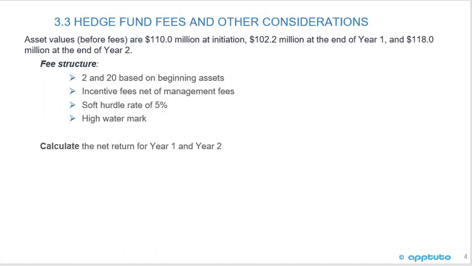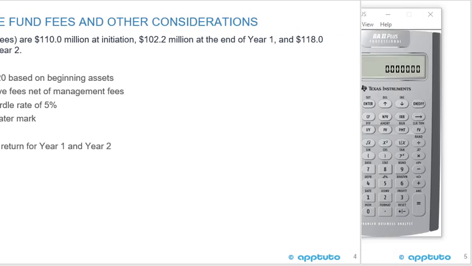In this example, the asset values before fees are $110 million at initiation, $102.2 million at the end of year 1, and $118 million at the end of year 2. The fee structure is 2 and 20 based on beginning assets. The incentive fee is net of management fees. There's a soft hurdle rate of 5% and a high water mark. We need to calculate the net return for year 1 and for year 2.